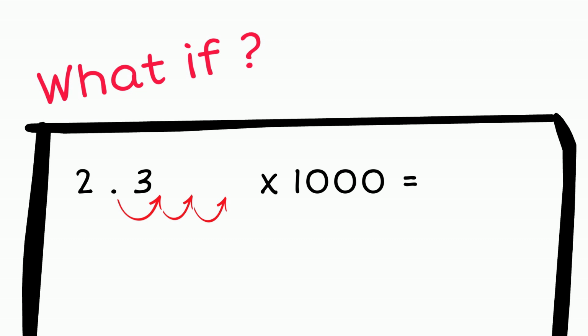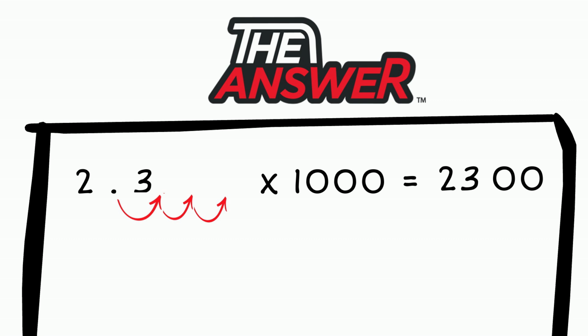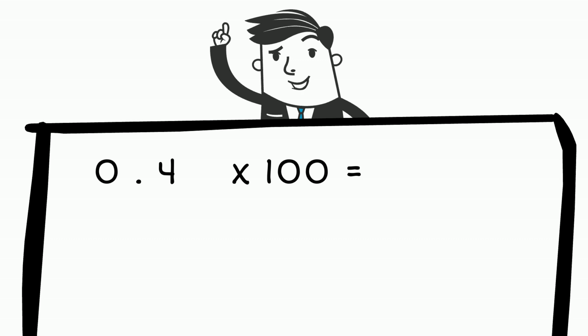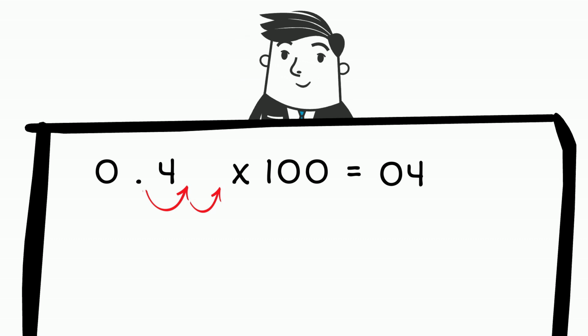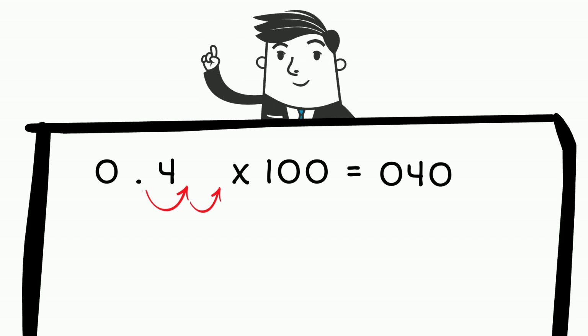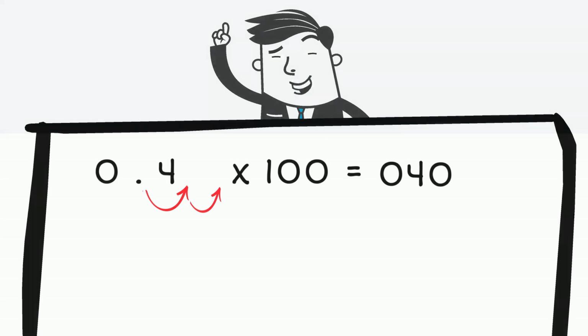Let's try multiplying 2.3 by 1000. Because it is 1000, we need to move the decimal point 3 steps to the right. One step makes it 23. But we still need to move 2 more steps, so we add 2 zeros. Answer is 2300. Another one, 0.4 times 100. We need to move the decimal point 2 steps. One step makes it 4, but we still need to move it 1 more step, so we put a 0 at the end. Answer is 40.